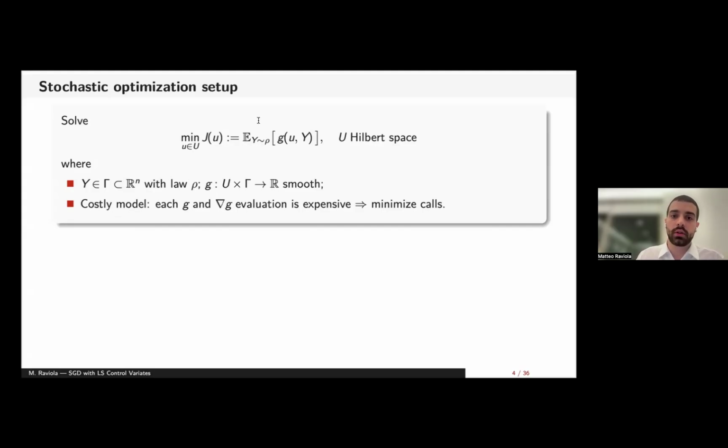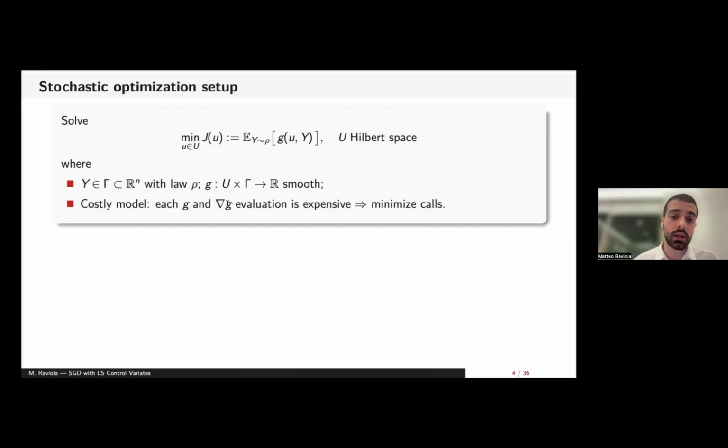And so the function is just an expectation of some function g, which depends on the design and the parameter, and the search space we assume to be a Hilbert space. So we're in an unconstrained minimization setting. The thing that we assume is that this g is a costly model, right? So we assume that evaluating g also entails solving some complex PDE, which means that evaluating g and the gradient of g is expensive.